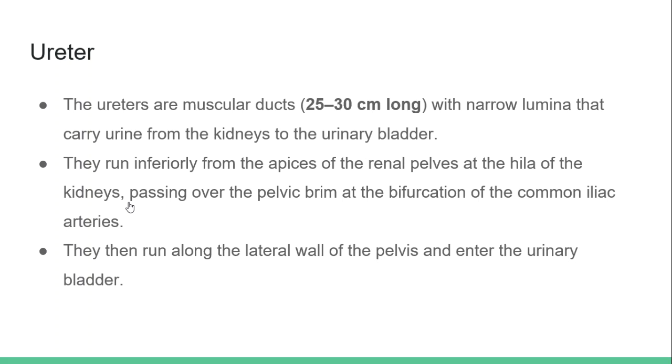The ureters are muscular ducts 25 to 30 centimeters long with a narrow lumen that carry urine from the kidney to the urinary bladder. They run inferiorly from the apices of the renal pelvis at the hilum of the kidney, passing over the pelvic brim at the bifurcation of the common iliac arteries. They then run along the lateral wall of the pelvis and enter the urinary bladder.